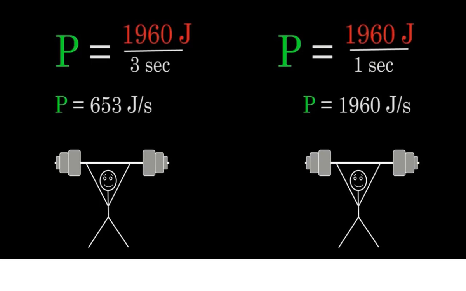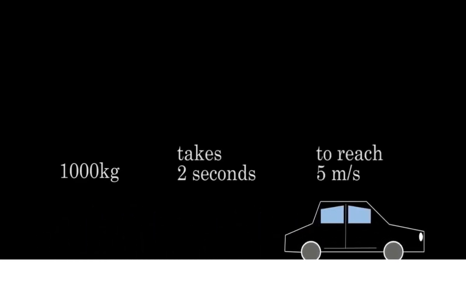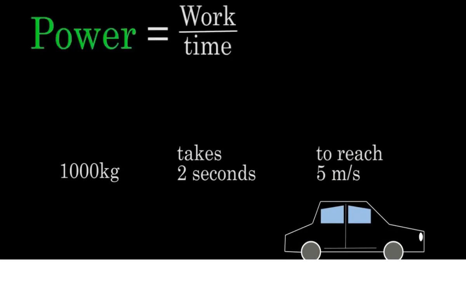Let us see another example of power. Here you can see a 1000 kg mass of car takes 2 seconds to reach 5 meter per second velocity. If you want to calculate the power of the car, we know power equals work by time.